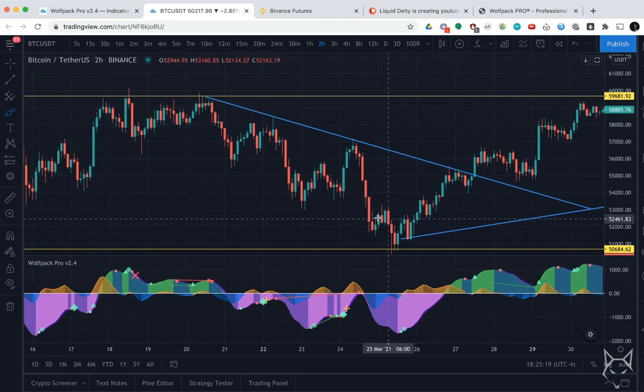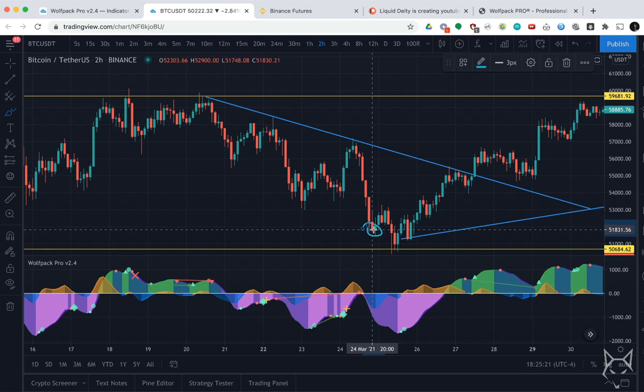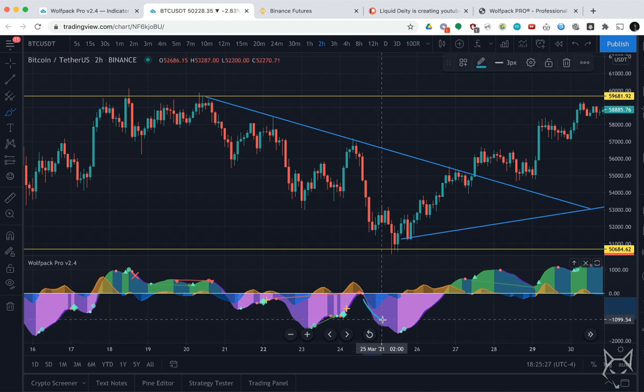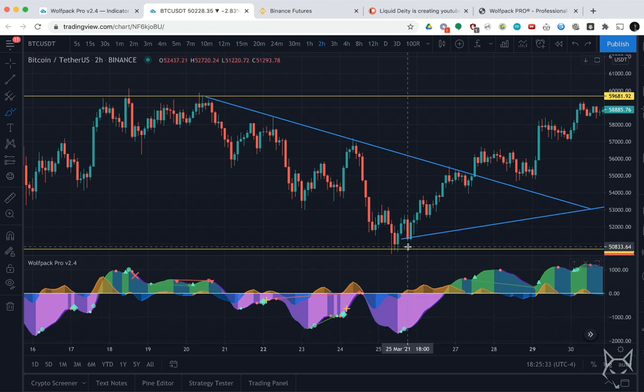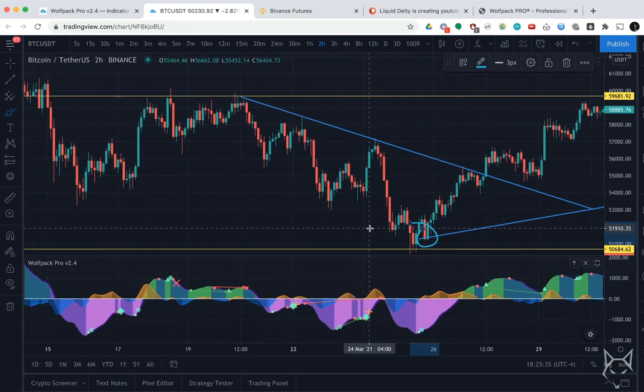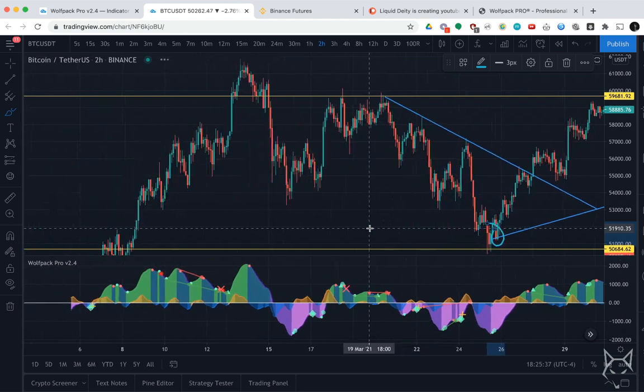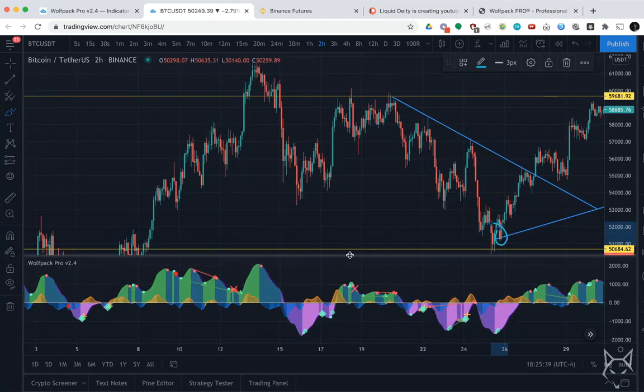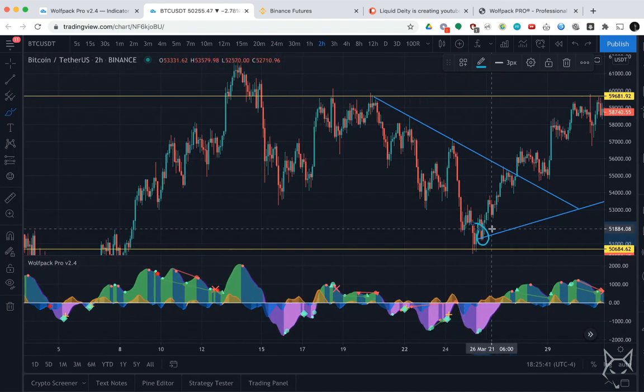Down here, for example, you may have wanted to place a long, you would have gotten, well, if you're using wolfpack, you wouldn't have placed it because you would have seen this wave coming down. Here, maybe you got the big green circle, so you might place the long down here. We've also got, this was an area of support back here, so that might have been safer.